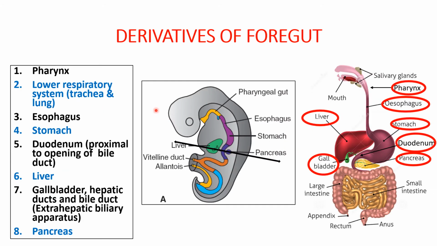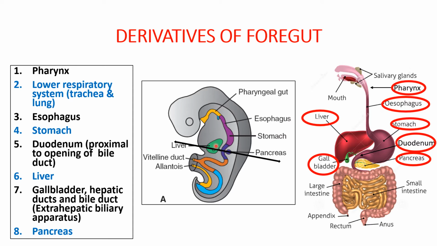Now we come to the most important part of our lecture, the derivatives of the foregut. From the pharyngeal part of the foregut develops the pharynx. The lower respiratory system, the trachea and the lung, also develops from the respiratory diverticulum. The postpharyngeal part develops into the esophagus, stomach, and duodenum, not the entire duodenum, but the part of the duodenum which is proximal to the opening of the common bile duct, that is in the middle of the second part of the duodenum.